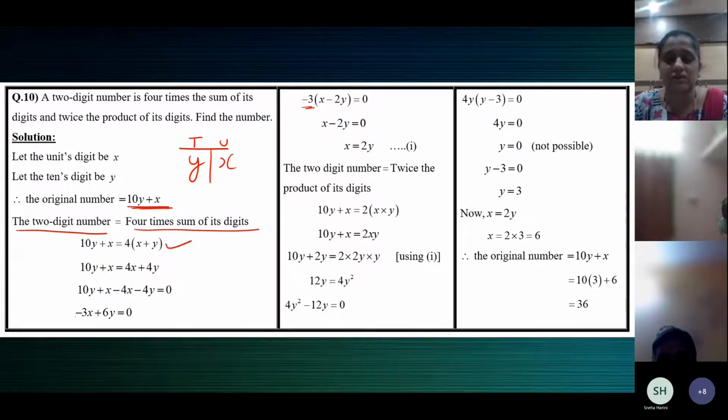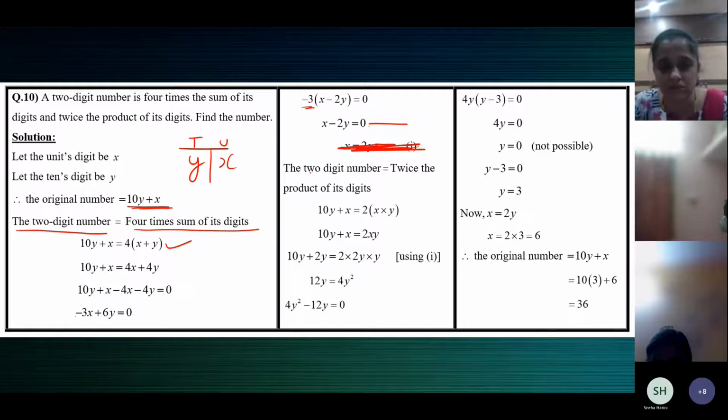See, actually, as of now, you don't know that you have to write x is equal to 2y. So you stop at this point. You don't write this because we don't know that we have to write x is equal to 2y. x minus 2y is equal to 0. Stop there.